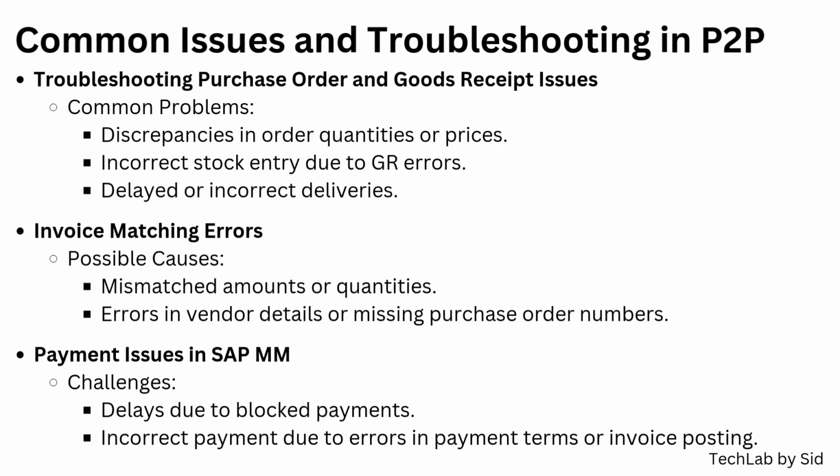Delayed or incorrect deliveries from vendors can also disrupt the procurement process. To address this, monitor delivery dates in the PO and track vendor performance to ensure timely deliveries. SAP Vendor Evaluation feature can help evaluate delivery performance and address any recurring issues with the supplier.